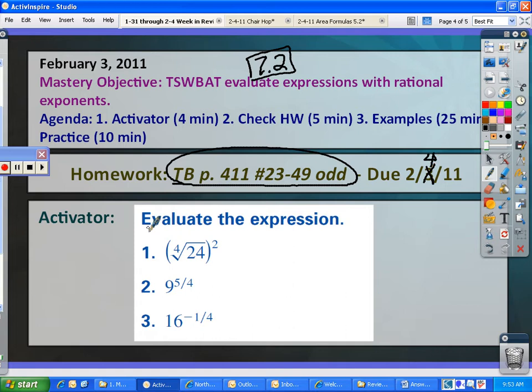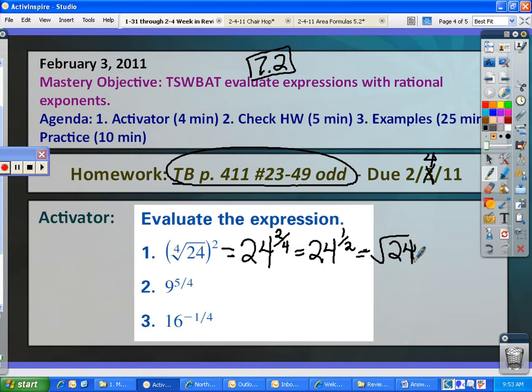For the activator on Thursday, they had to evaluate the expressions using radical notation. So they should have known that the 4th root of 24, they could have gotten a decimal for, but they should know that the equivalent form of this is 24 to the 2/4 power, which is actually 24 to the 1/2, which is actually just the square root of 24. And putting that in your calculator, they could have gotten a decimal approximation.